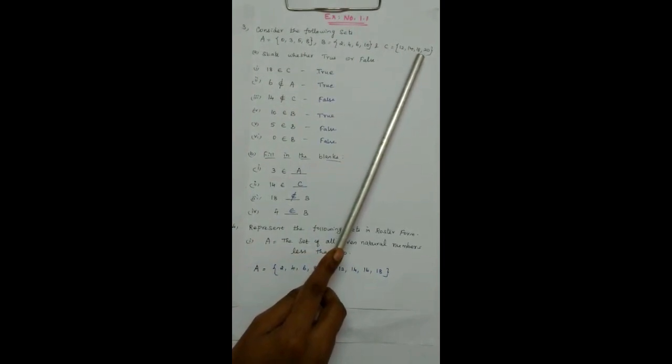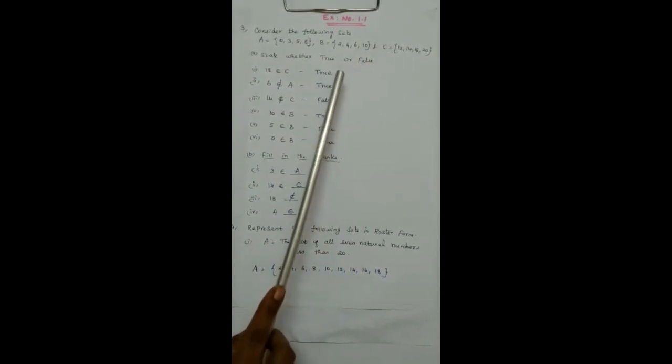First question, but before that, this symbol denotes belongs to and this symbol denotes does not belong to. Go to the first question. 18 belongs to C. So we have to check 18 is an element of the set C. Yes, 18 is an element of the set C. Therefore, it is true. Second question. 6 does not belong to A. Let me check. 6 is not an element of the set A. Therefore, it is also true.